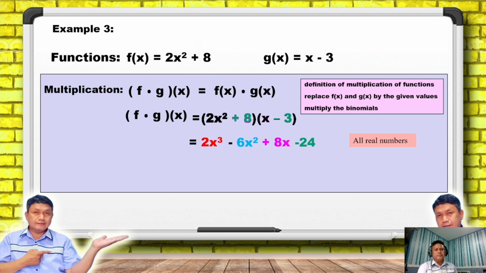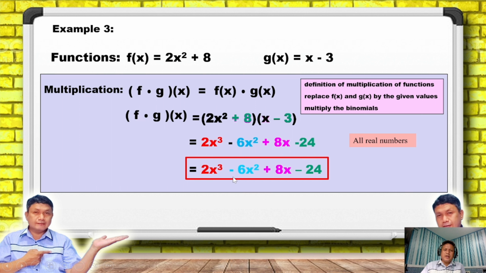So, sa case na to, meron po ba tayong similar terms? Okay, kasi ang exponent ng isa ay 3, yung isa ay 2, yung isa ay 1, yung isa ay 0. So, meron ba? Yes, exactly. So, wala po tayong similar terms. So, ibig sabihin, class, this will be our final answer. So, ito na pong 2x cubed minus 6x squared plus 8x minus 24 is our final answer.